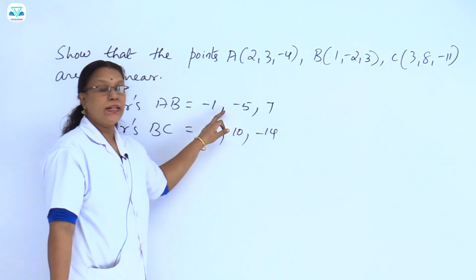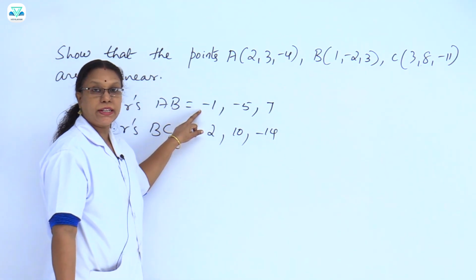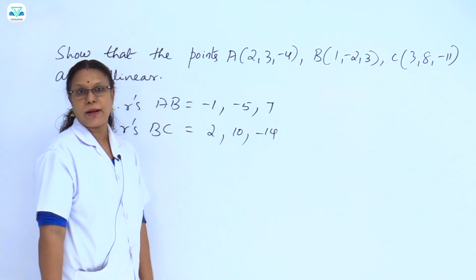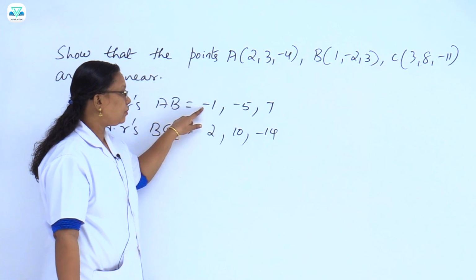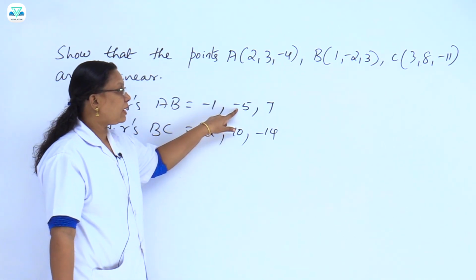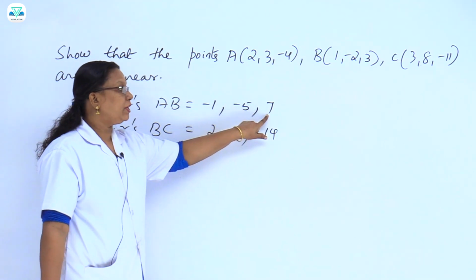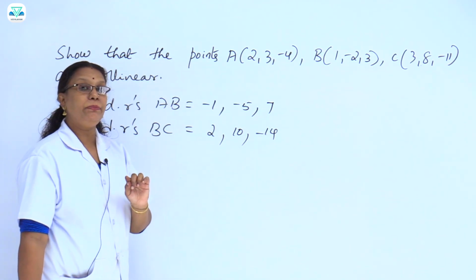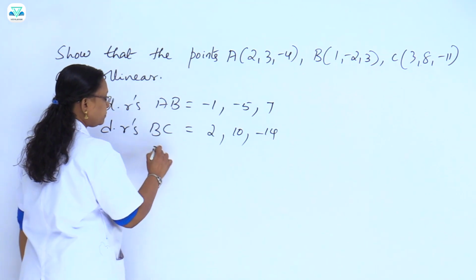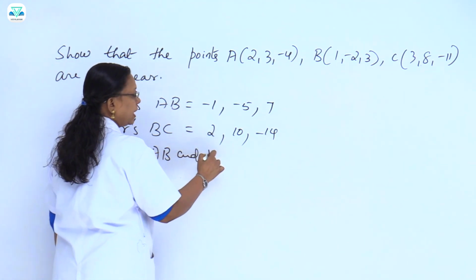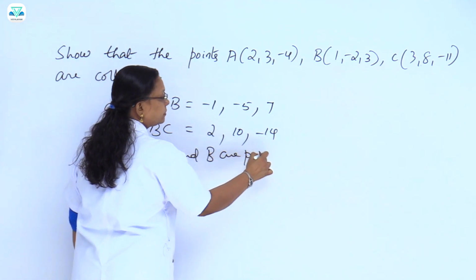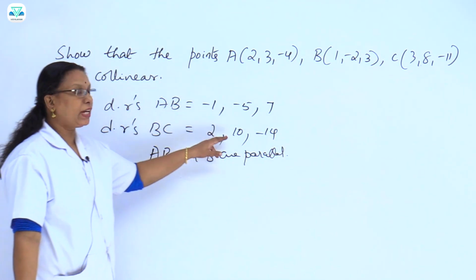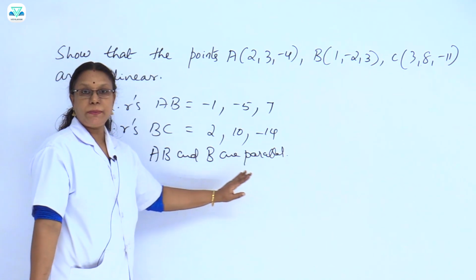The direction ratios of AB are a scalar multiple of those of BC, so we can see they are directly proportional. That is, minus 1 into minus 2 is 2, minus 5 into minus 2 is 10, 7 into minus 2 is minus 14. So we can say that AB and BC are parallel, because one is a scalar multiple of the other.